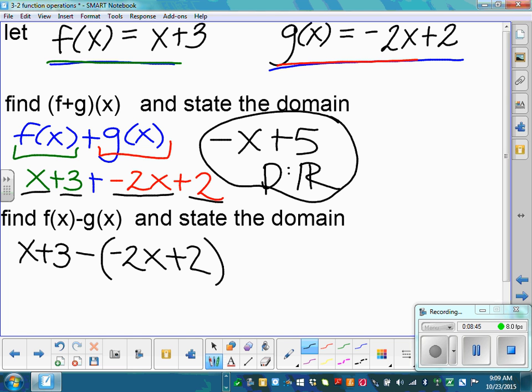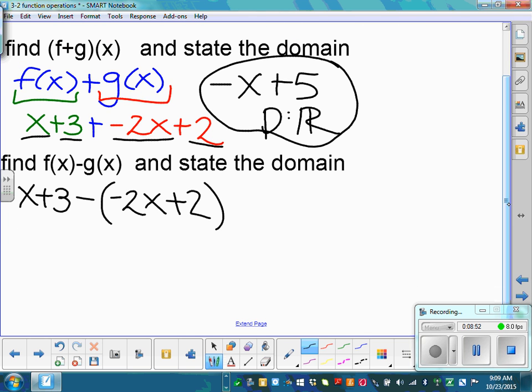Any questions on why I put it in parentheses? Okay, so now let's go through and simplify this. Now I'm going to rewrite this as a negative 1 in front, and then I'm going to distribute that through. Negative 1 times negative 2x. Positive 2x. Very good.